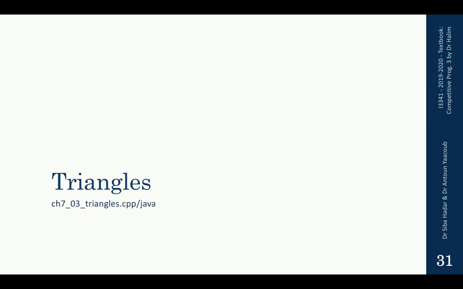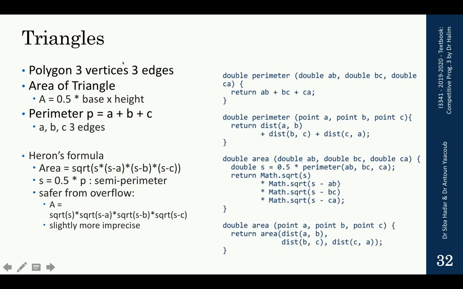Triangles. In the basics, we continue under the title triangle. A triangle is a polygon with 3 vertices, 3 edges, and whose area is equal to the base times the height multiplied by 0.5. It is half of the area of the rectangle or of the parallelogram formed by those 3 points. The perimeter is the sum of the 3 edge lengths.